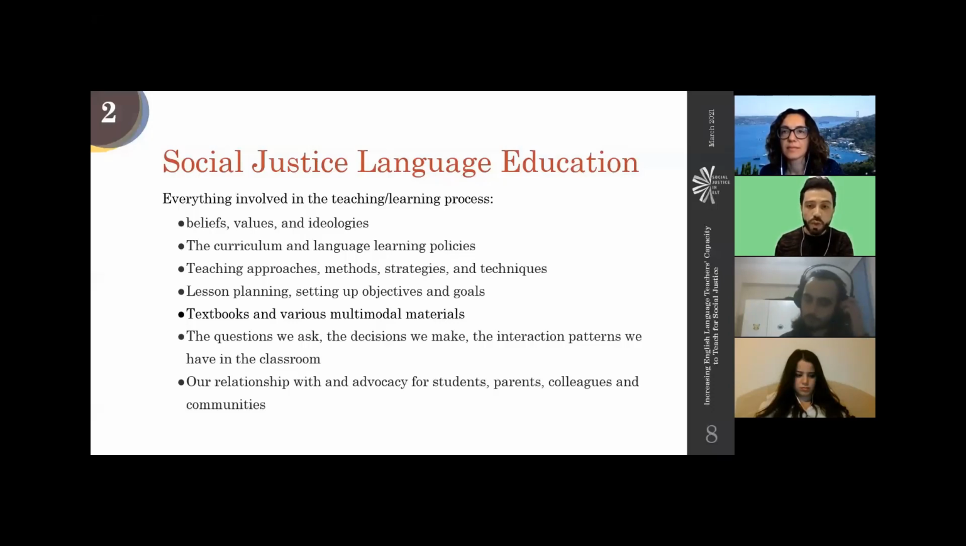As a teacher, when we are interacting with our students, it is possible that we create some biases or stereotypes that would hurt some people. So it is important for us to bear this notion in mind when we teach our students. Social justice language education is also about our relationship and advocacy for students, parents, colleagues, and communities. Teaching language does not just mean teaching grammatical or linguistic points. It is also about bringing the repertoire of our students into the classroom to deliver sound and effective language teaching in the classroom.